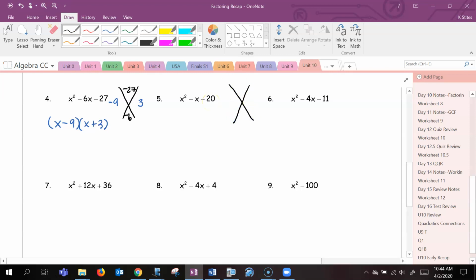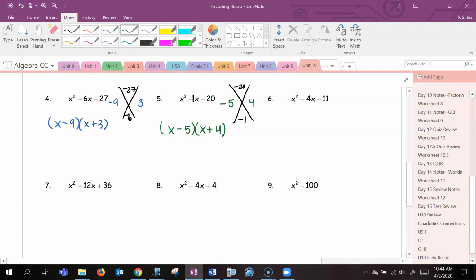Multiplies to negative 20, adds to negative 1. So when we multiply to 20, probably the top pairs you think about are 10 times 2, but 10 and 2, when you add or subtract those, you aren't going to get a 1. But 5 and 4, you will. Notice we're multiplying to a negative 20. One of these will need to be negative, and that'll be the 5, because we're adding to negative 1. So again, you're going to write it like this, x minus 5, x plus 4.